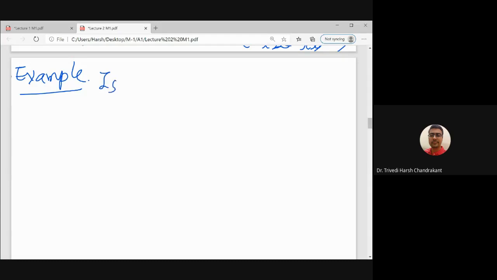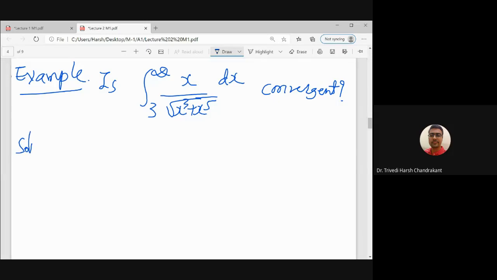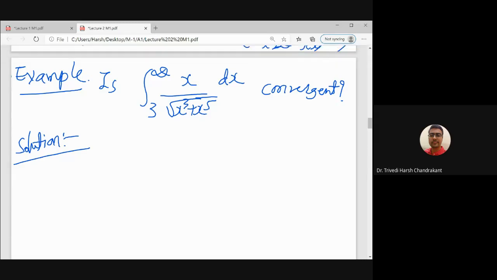So the question is: the integral from 3 to infinity of x dx by x cube plus x power 5. Is this integral convergent? So in this example, the integration is from 3 to infinity. All right. So the interval over which we are integrating the function is 3 to infinity. So it is not necessarily that every time we integrate the function from 1 to infinity. It depends on from which number we are starting.